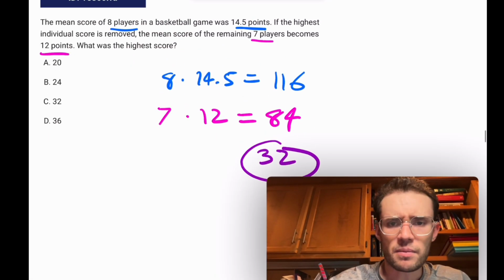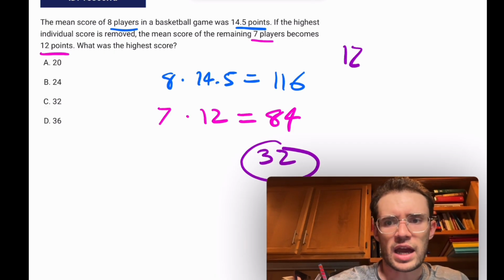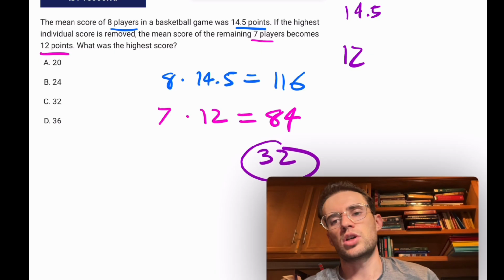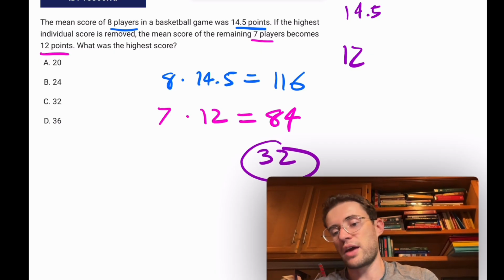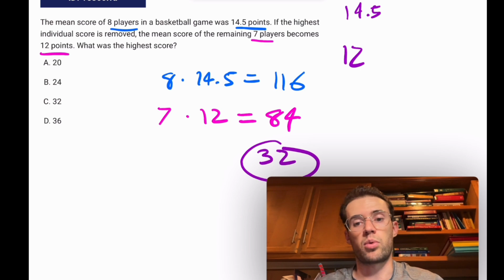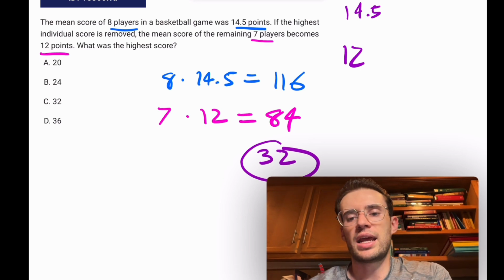And you could also think of it as basically, right, the average was 12. It went down from 14.5. So this is like 7 players. They don't all have 12 points, but you could think of it essentially as there are like 7 players who got 12 points. So if you add in 32 to that, then the average should go up to 14.5.